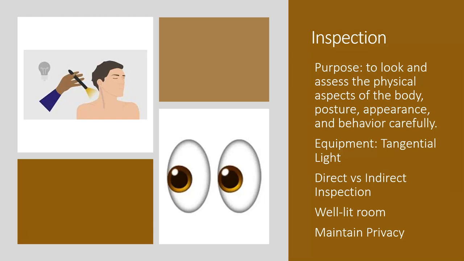There is direct and indirect inspection. It's important to have a well-lit room so that you can see well, and then we want to make sure that we're maintaining privacy because we may have to expose certain parts of the body to be able to really inspect them. Direct is when we're carefully observing and inspecting a specific area or a whole individual. Indirect is using specific equipment to improve your visualization of an area, for example, an ophthalmoscope to inspect the eyes or an otoscope to look in the ears. Inspection can also include what you hear and what you smell.